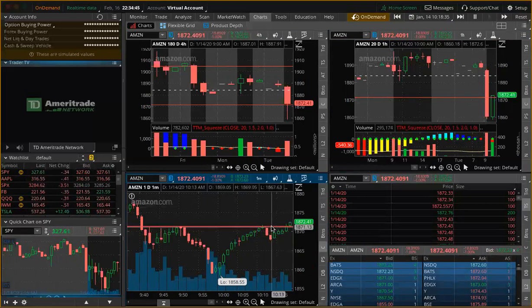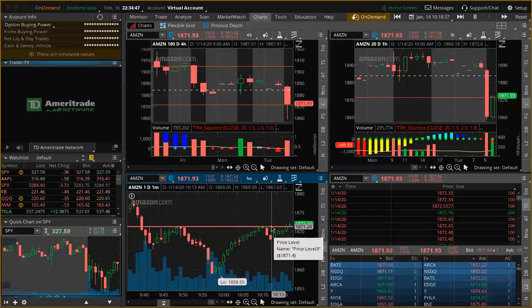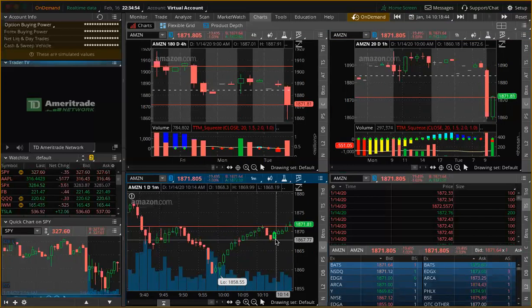My stop loss would have been below this level. So if it would have pulled back below this level, then I would have been out. I would have cut my losses quick. I was only in this trade for a minute.